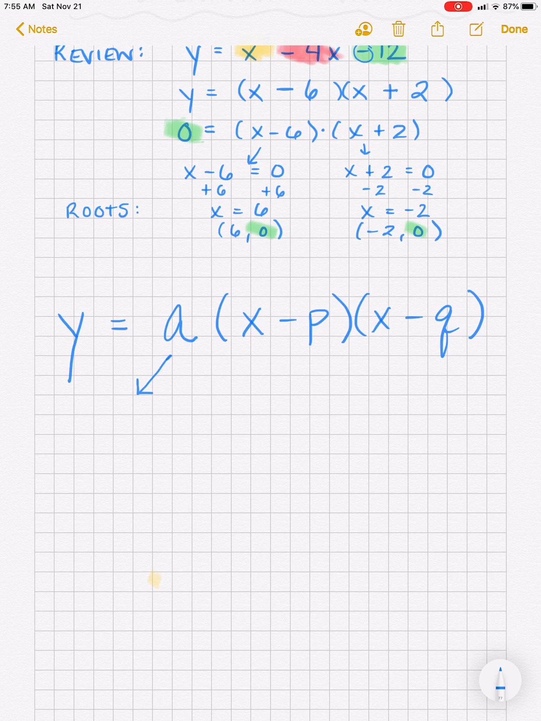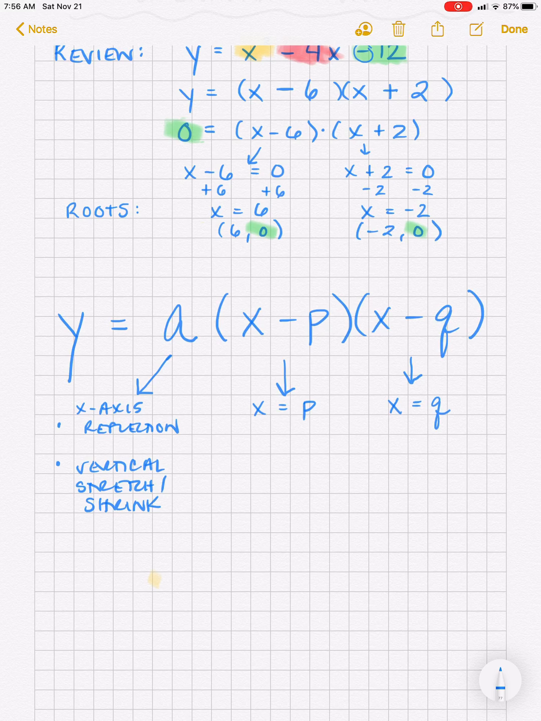A is the opening, okay? It's the x-axis reflection, and that would only be if it's negative, but remember it's also the vertical stretch or shrink, okay? The x minus p is going to be the root x equals p, and x minus q is going to end up being the root x equals q. And these are the x-intercepts of the graph, okay? So that's kind of the basics right there of intercept form.